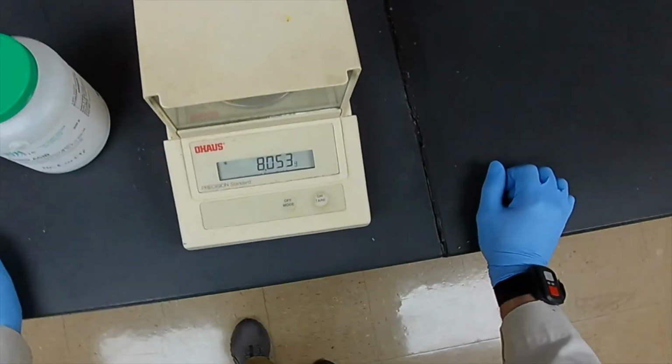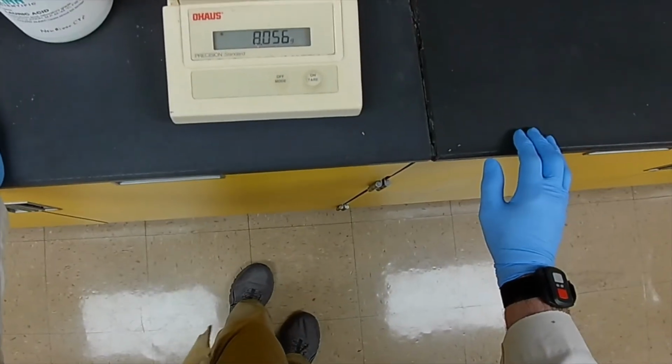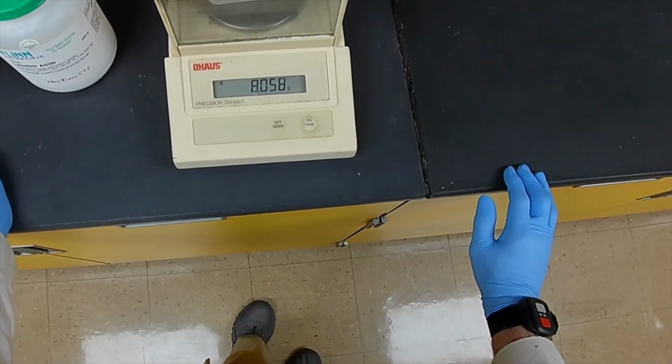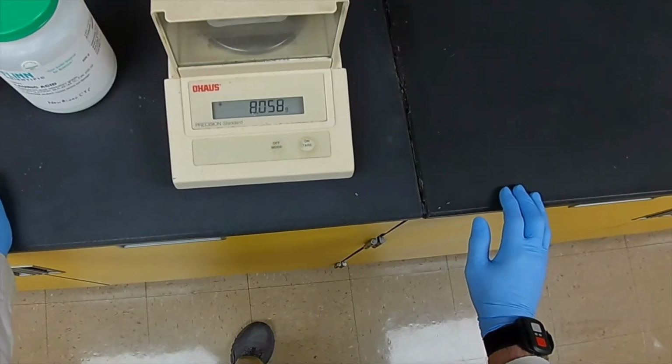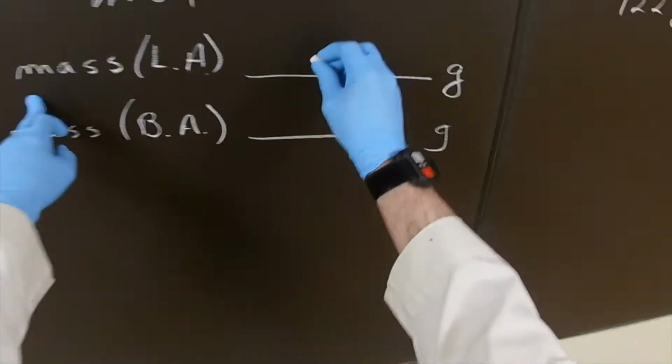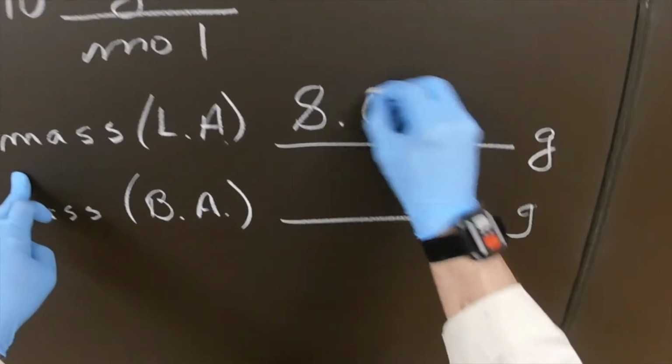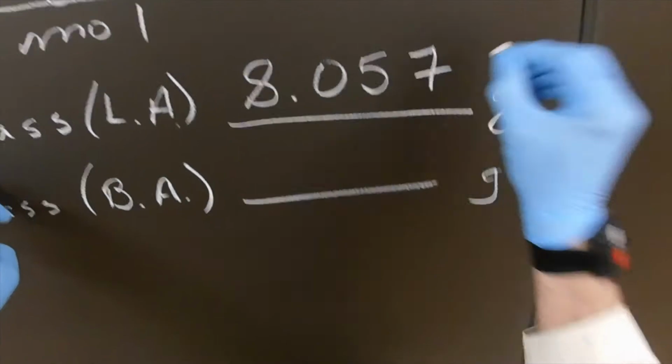Okay, now let's see if it's settled. 8.05. We're going to have to just pick a number because it's bouncing a little bit. 8.057 grams. That is the mass of the solvent, lauric acid.